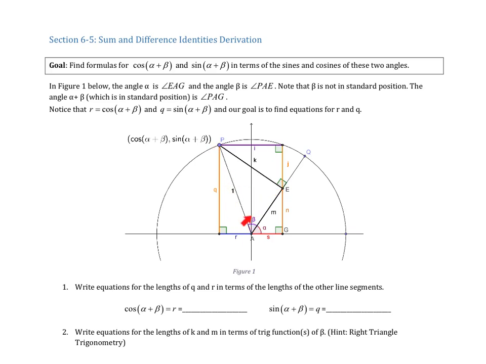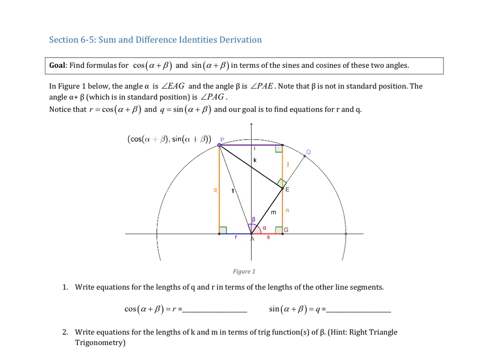So PAE, here's beta, and notice beta isn't in standard position. So like I was explaining on the previous slide, we have actually moved beta so that it starts where alpha ends. Okay, and now we have the angle alpha plus beta. So alpha plus beta is this angle because we've got alpha and then we went beta further, and that is the angle PAG. So alpha plus beta.